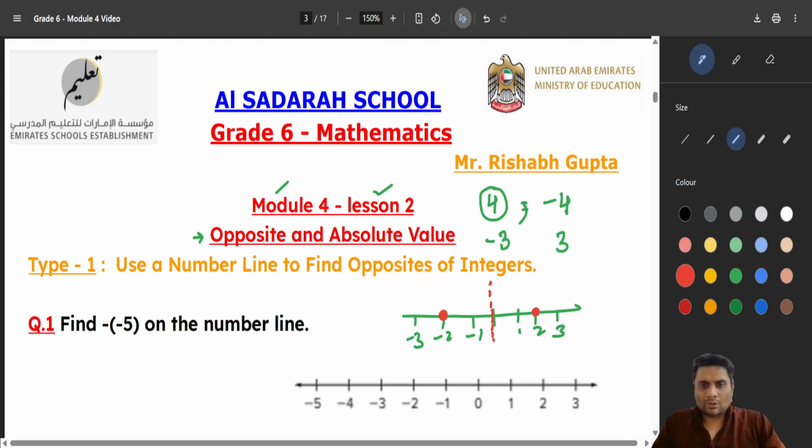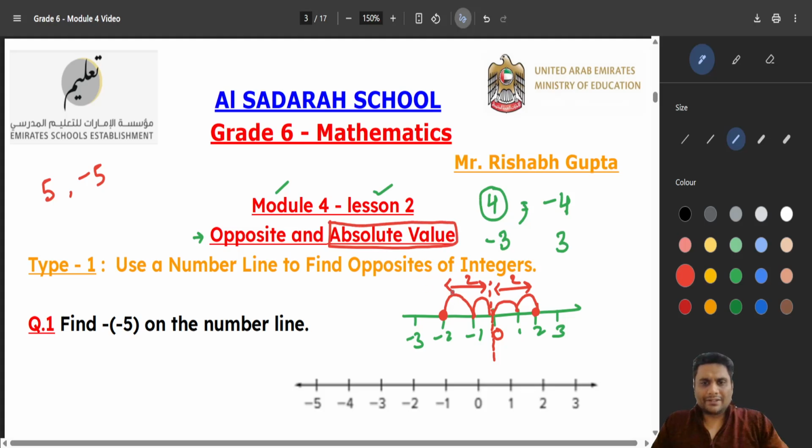What is the special thing about opposite numbers? Their distance from 0 is always the same. See, minus 2 is how far from 0? 1 and 2, correct? And 2 is how far from 0? 1 and 2. So the distance of opposite numbers from 0 is always the same. Here also 2 units, and here also 2 units. Okay, so opposite number means just change the sign. If I give you 5, the opposite will be minus 5. Now what is absolute value?